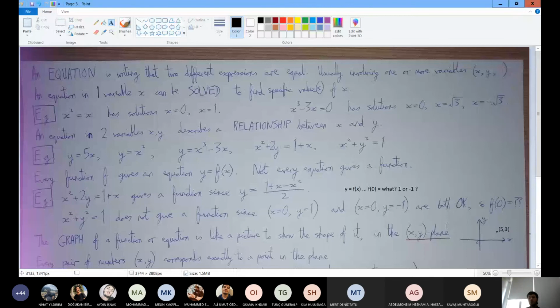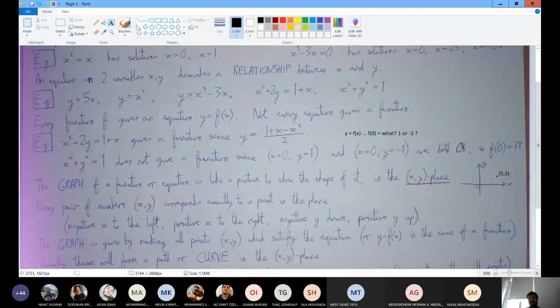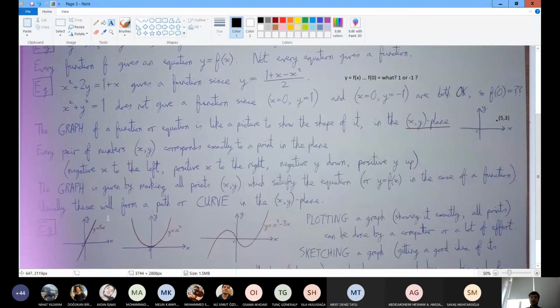Well, we can mark all the points in the plane which satisfy the equation. So you just put a dot at every point x, y, such that the equation is satisfied, or such that y equals f of x, if you're given a function to begin with. And these things are going to form normally a path or a curve in the xy plane. So you mark all these points and they join together and they form a nice curve like this, or like this, or like this, and the shape of that is according to the nature of the equation or the nature of the function.